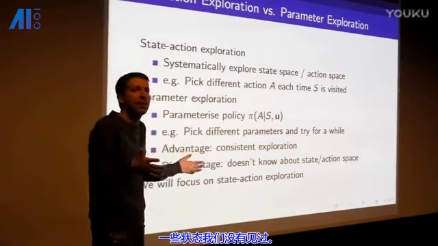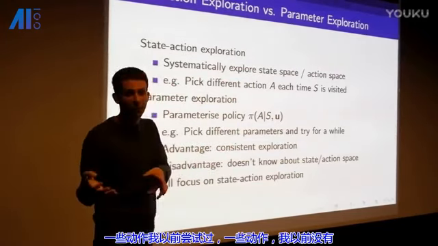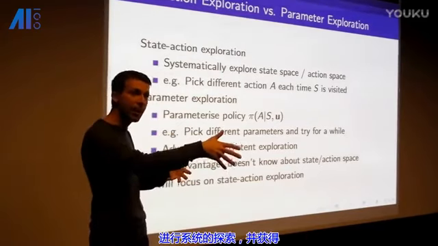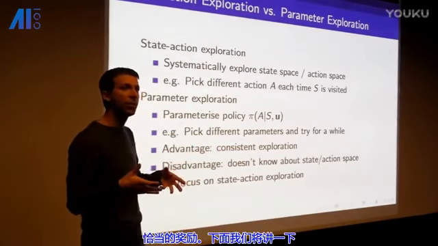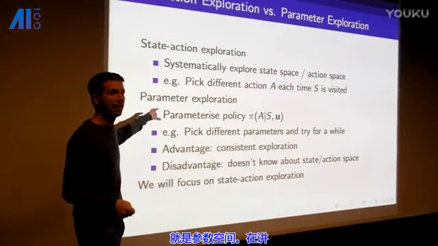There's parts of the state space I've seen, parts of the state space I haven't seen. There's actions I've tried, there's actions I haven't tried. We use that knowledge to help us explore systematically and figure out the right rewards. But there's a different space in which we might choose to explore, which is the parameter space.